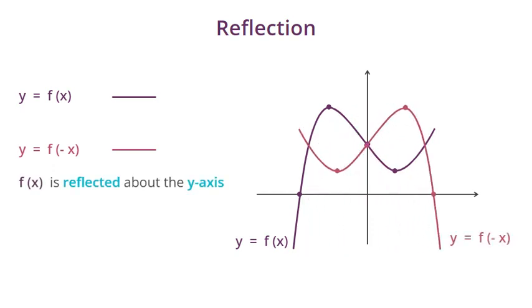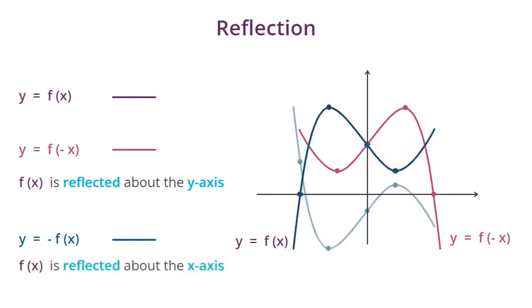The transformation is inside the brackets with the x, so all the x coordinate signs are reversed. This time the transformation is outside the brackets containing the x. All the y coordinate signs are reversed.